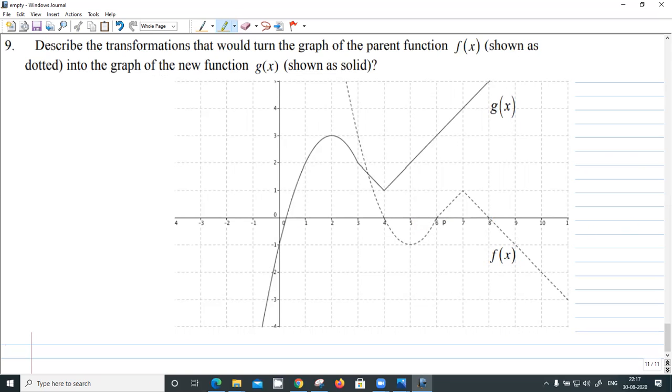First you have to reflect it, right? Reflect about the x-axis, and then you have to shift it left. Which one do you start with? You're starting with f of x, right? So f of x has to be reflected and then shifted left 3 units. So when this thing is reflected, it will become like this, right? And the curve will be like this.